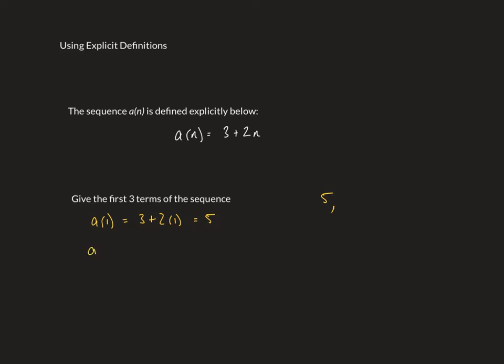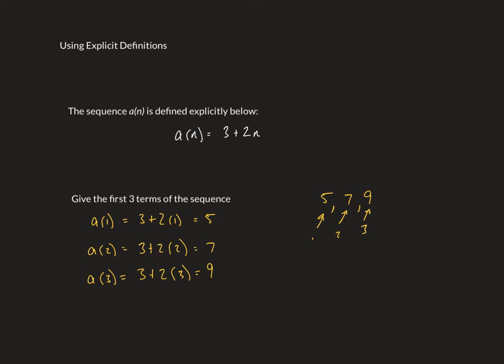If I want the second term, I just have to do 3 plus 2 times 2. And 2 times 2 is 4, plus 3 is 7. So 7 is my second term. If I want to find my third term, that's going to be 3 plus 2 times 3, which is 6 plus 3. That's 9. So these are the first three terms. That's the first term, that's the second term, and that's the third term.